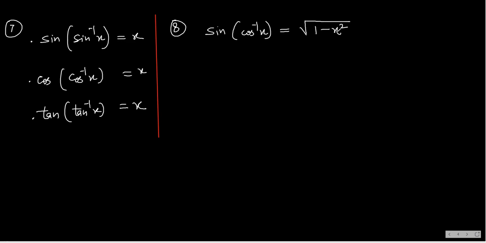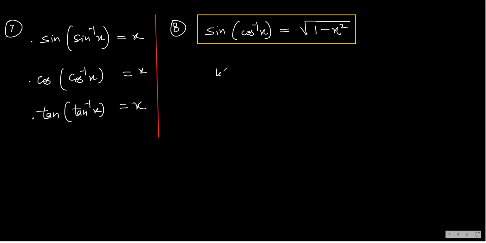It is root of 1 minus x square. So in case you want to know how it comes, I can show you. The proof is not required, but just for the sake of your comfort, I can show it to you very fast. I want to prove this. So how do I prove it?